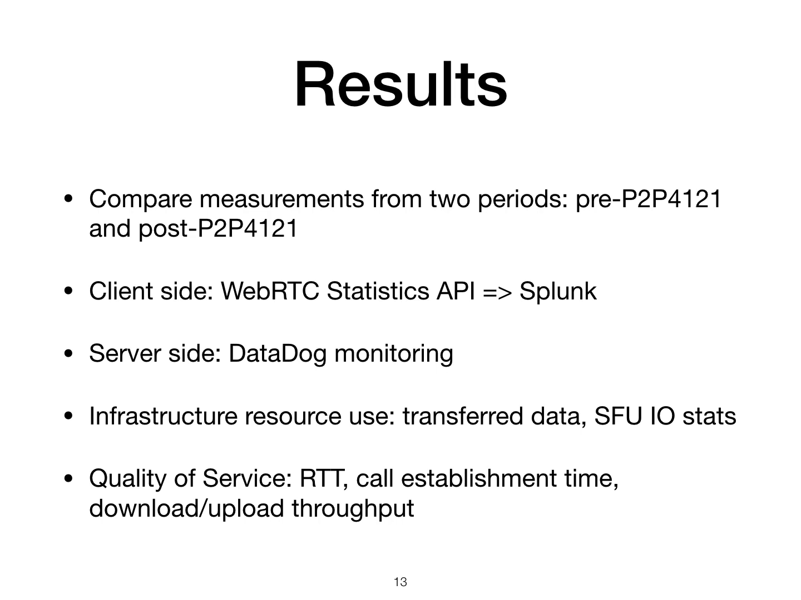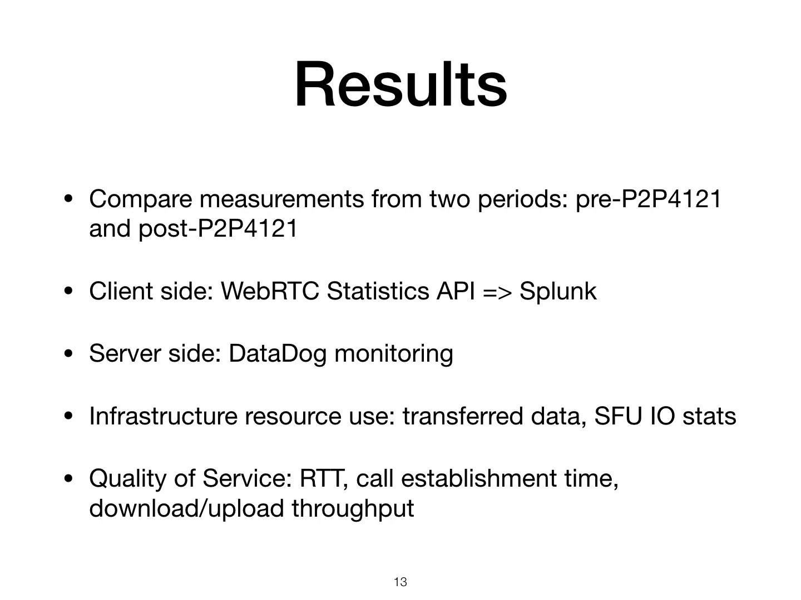We have gathered several types of measurements for the two periods before and after we enabled the peer-to-peer for one-to-one extension on meet.jit.si, and in the presentation we will refer to those two periods as pre and post peer-to-peer for one-to-one. Each period lasted 2 weeks and allowed us to gather representative amounts of data. For the server side, we are using Datadog for monitoring and data collection, and for the client side, we are using the WebRTC stats API, and we forward these stats to Splunk. We are querying the stats at 1 second intervals, and the stats that we're pushing to Splunk are averaged over a window of 15 seconds.